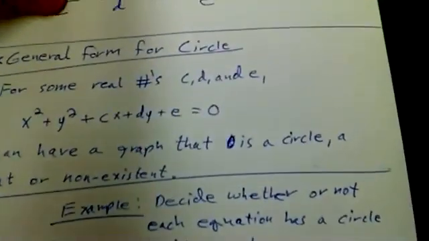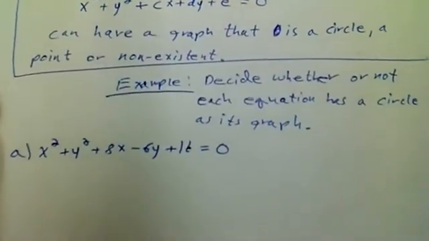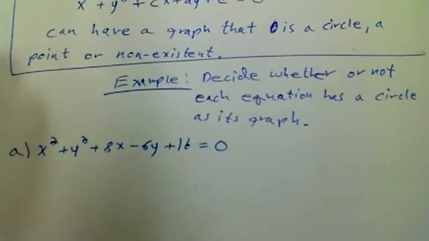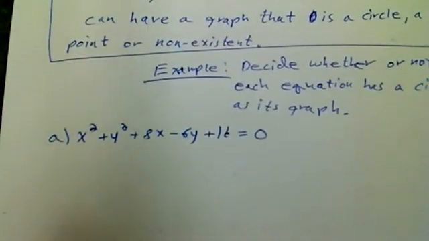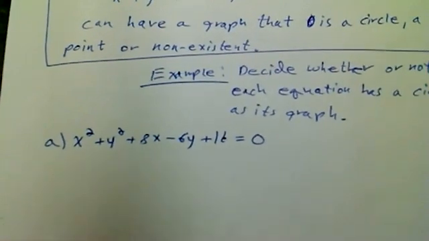So let's look at this first example. It says decide whether or not each equation has a circle as its graph. So I'm looking at this. It kind of looks like it's in that form, but I want to put it in the nicer center radius form. It's much easier to graph then. I know what the circle looks like. Just looking at this, I'm not quite sure.